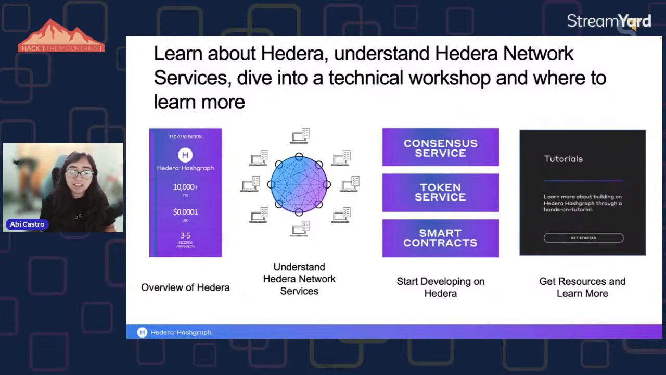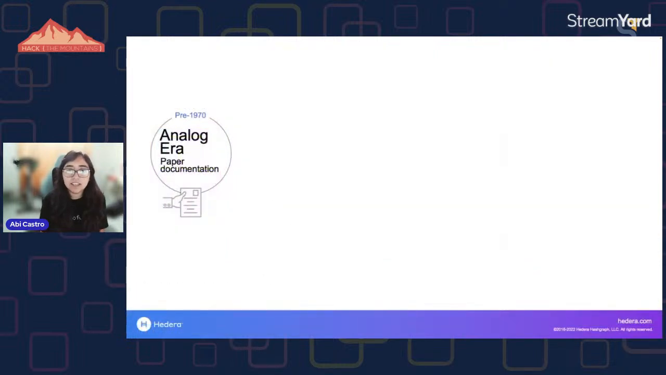But before we dive into Hedera, I'd like to take a step back and take a look at how the web has evolved to understand Web3 and then lead us into Hedera. So, for thousands of years, pre 1970s, everything was tracked on paper. Transactions, business transactions, hospital records, they were all on paper in a file cabinet, and it wasn't very efficient.